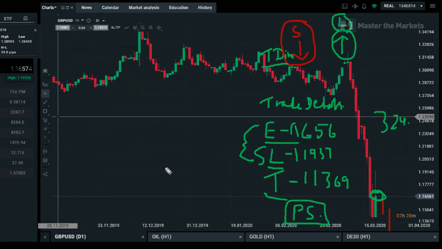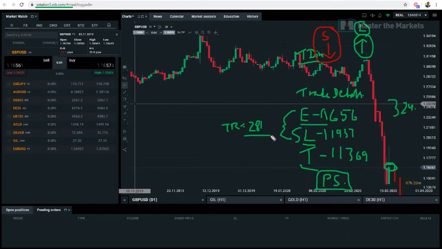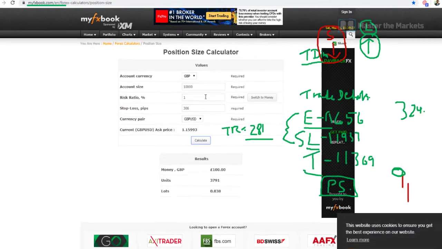Okay, so that's what my trade risk is. Trade risk is equal to 281 pips of risk. Okay, so that's what we're looking at. So once I've got that, I go on to my position size calculator.